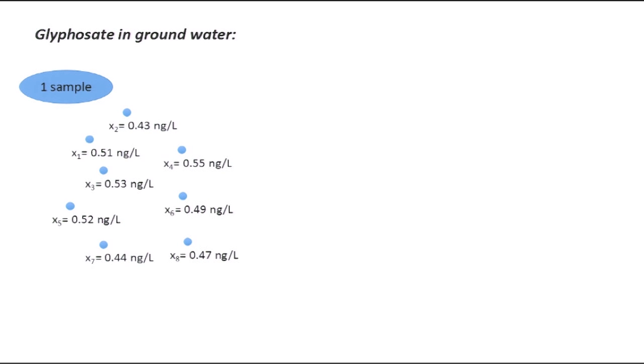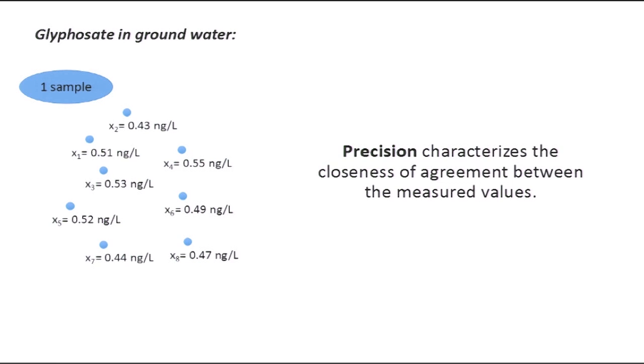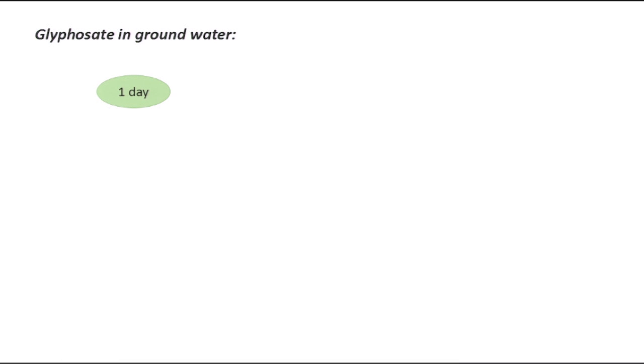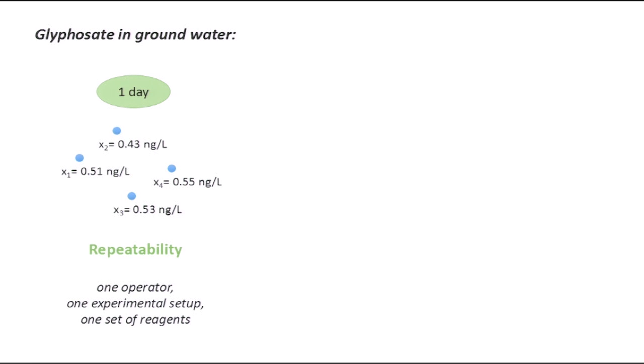And this is characterized with a validation parameter called precision. We can estimate precision differently. The first thing is when we analyze, for example, our glyphosate groundwater in one day, we would do subsamples and analyze them 4 times. This means that we would have one analyst, our calibration graph is the same, we would have the same eluents, chromatographic columns. And this precision is called repeatability.